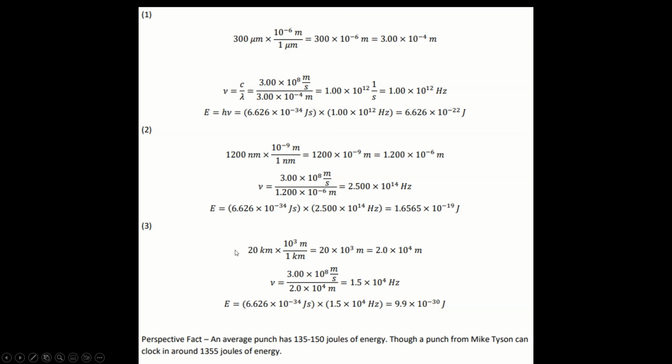And then the third question was, what if we started with 20 kilometers? Well, then we would go 20 kilometers times 10 to the third meters per kilometer. And then that would end up being 20 times 10 to the third meters, or 2 times 10 to the fourth meters in scientific notation. So for frequency, we get 1.5 times 10 to the fourth power hertz, converted in scientific notation. And for energy, we get 9.9 times 10 to the negative 30th joules in scientific notation.